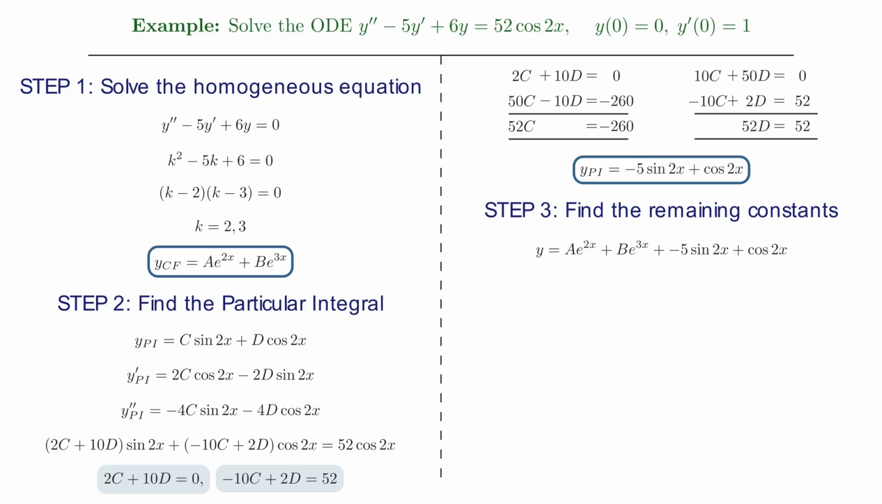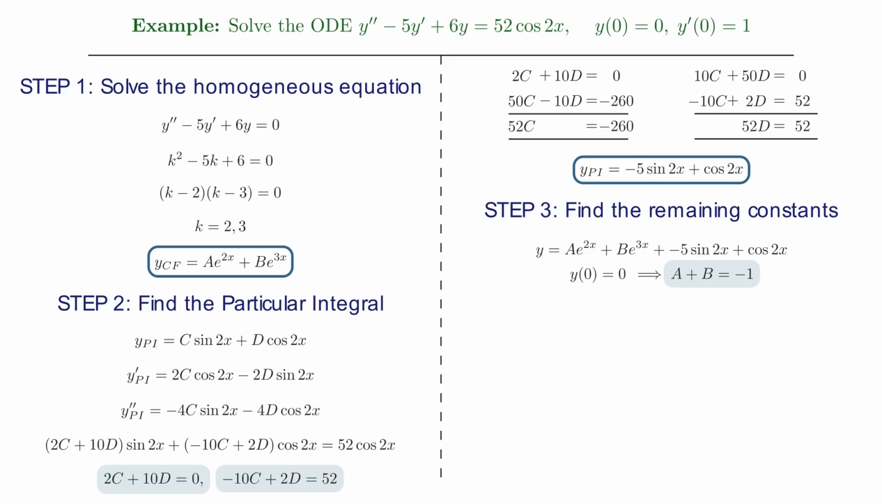And we can now use our first initial condition. So substituting x = 0 and y = 0, we get that 0 = a e^0 + b e^0 + (-5 sin 0 + cos 0). So the cos of 0 will give us 1, the sine will vanish, the e^0 is 1, so this will simplify down to a + b = -1.